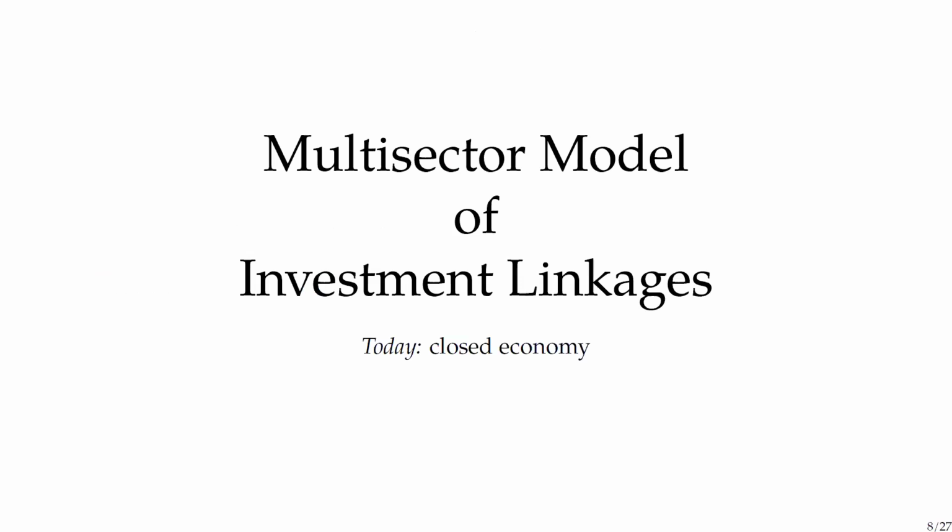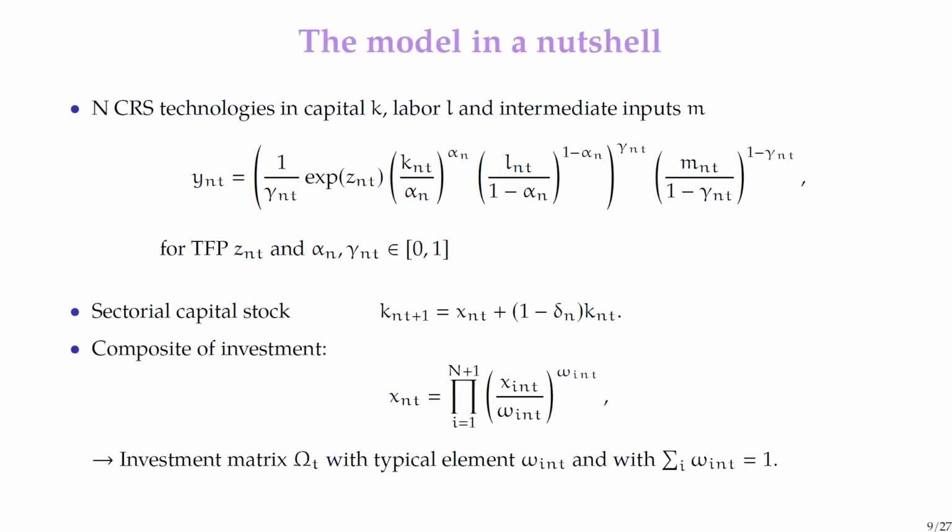So let me briefly talk about the model. We have a model with n sectors with constant returns to scale technology, where they use capital, labor, and intermediate inputs in production. Production is a composite of value added and intermediate inputs. The value-added composite uses capital and labor, and what characterizes the model is that within each sector there is a capital law of motion that basically states that capital in sector n in period t+1 will depend on investment in period t and also on the undepreciated capital in period t.